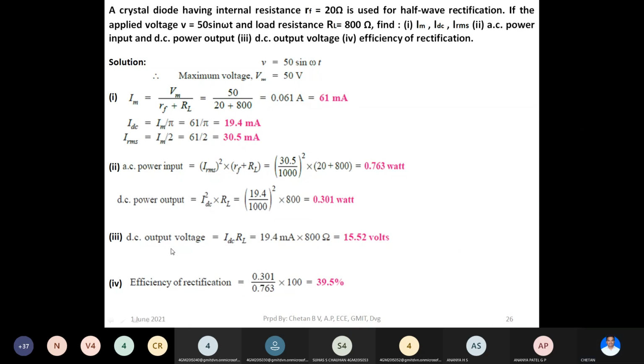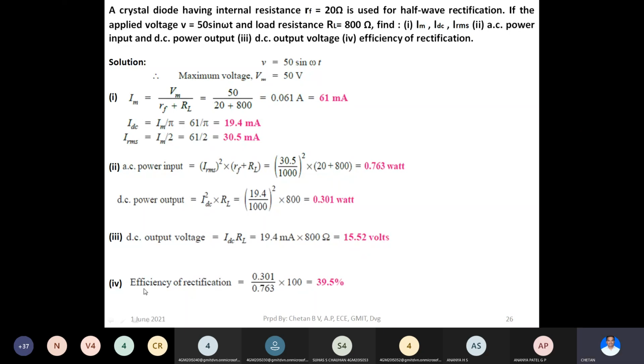Next is the DC output voltage. DC output voltage is IDC into RL. IDC value is 19.4 milli, and RL value is 800. So you will get this much, 15.52 volt.